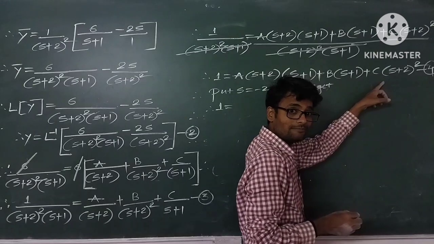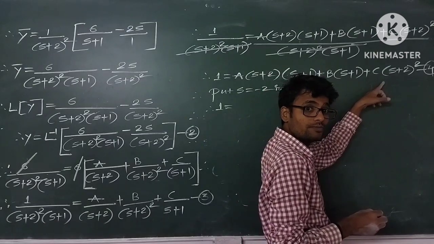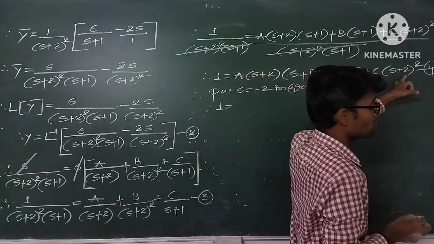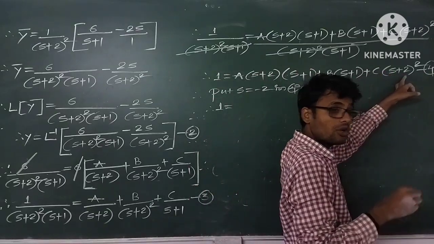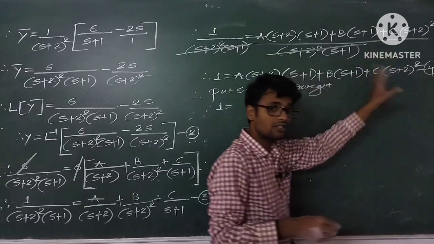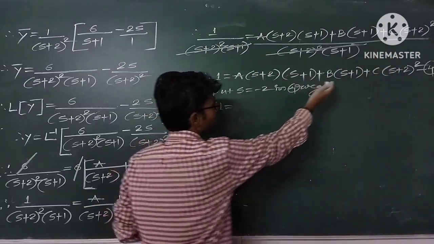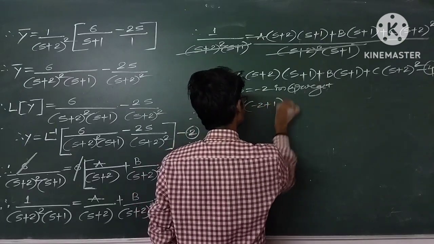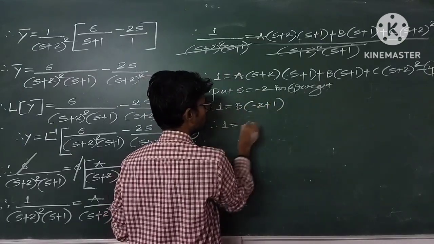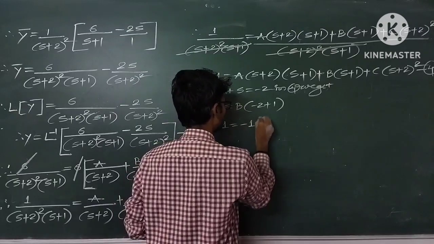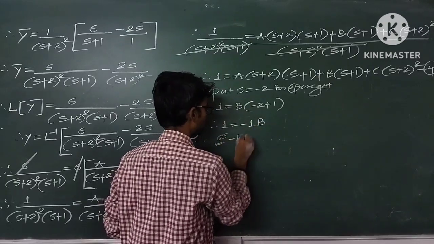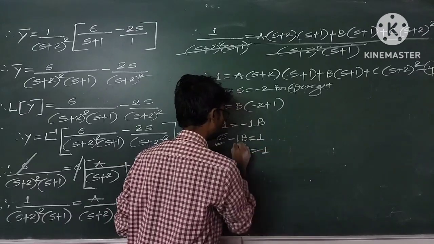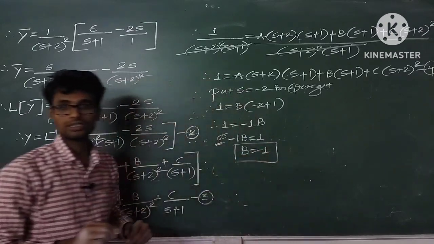Next one we have C into (s plus 2) whole square. So I am taking s as minus 2 in this one: minus 2 plus 2 is 0, 0 whole square is 0, and 0 into C is also 0. So now only this term remains, B into (minus 2 plus 1). So therefore I will write 1 equal to minus 2 plus 1, which is minus 1 B, so B equals minus 1. See, the value of B, one constant, we got here.